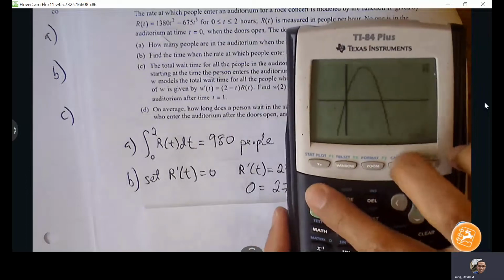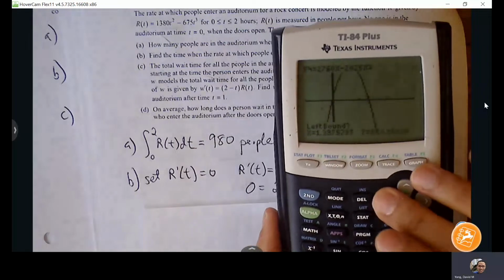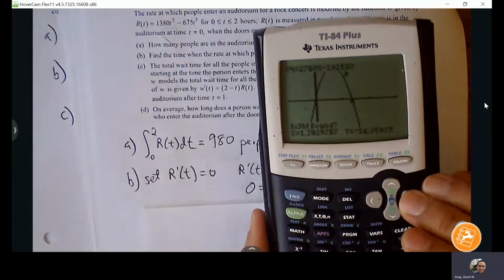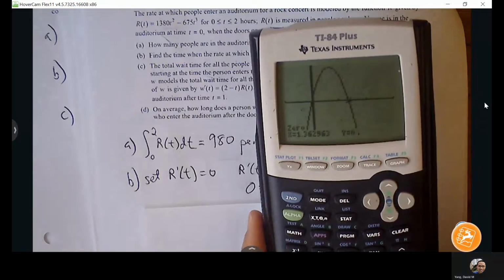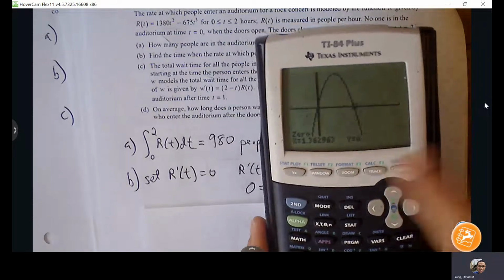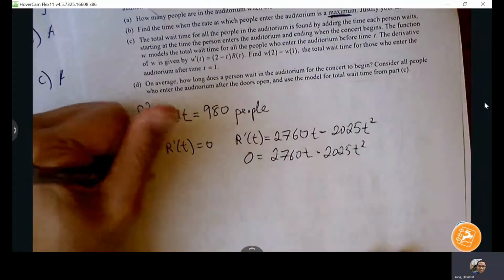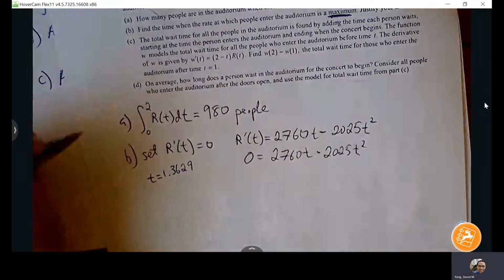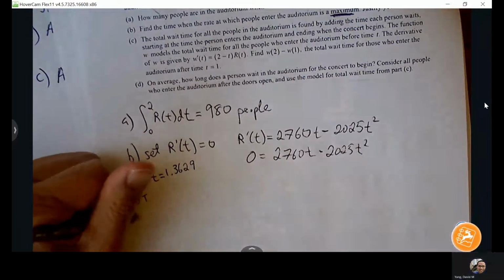Here, if I do second trace, 0, I can pick a point to the left of the x-intercept and then scroll over to a point on the other side of the x-intercept, and hit enter. So there's my critical point. I know that that's a potential maximum. So for EVT, I've got to test endpoints and critical points.